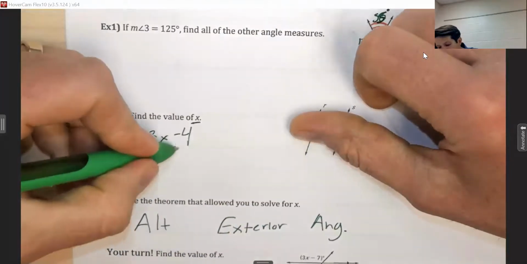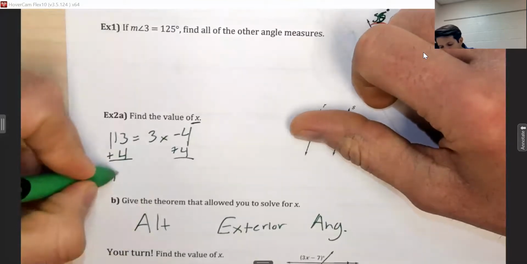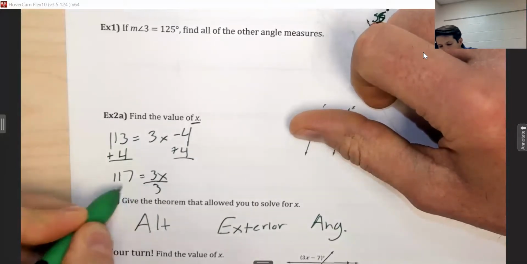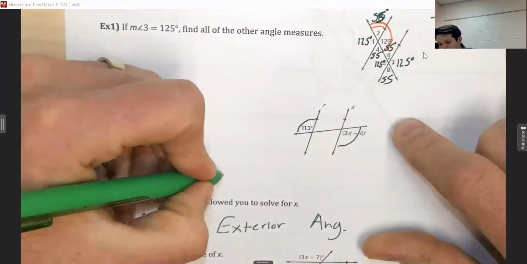We are going to add 4 to both sides, and that is going to bring this up to 117 is equal to 3x. And then we're going to divide by 3 on both sides, and 117 divided by 3 is going to give us an x value of 39.